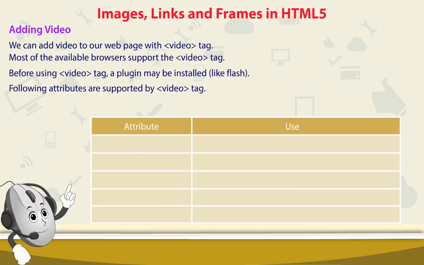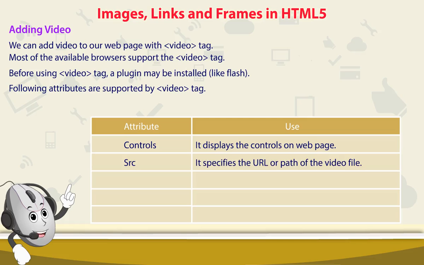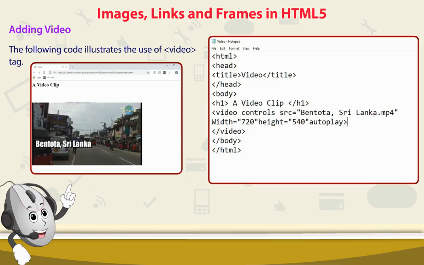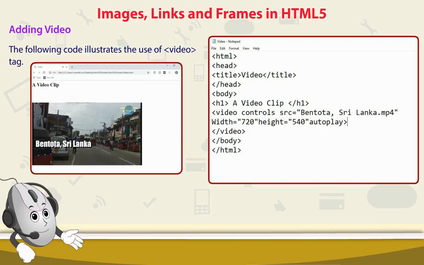Attribute use. Controls. It displays the controls on web page. src. It specifies the URL or path of the video file. Height. It specifies the height of the video to be displayed. Width. It specifies the width of the video to be displayed. Autoplay. It repeats or replays the audio automatically. The following code illustrates the use of video tag.